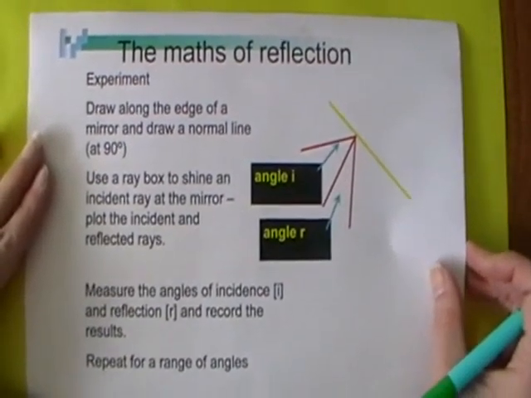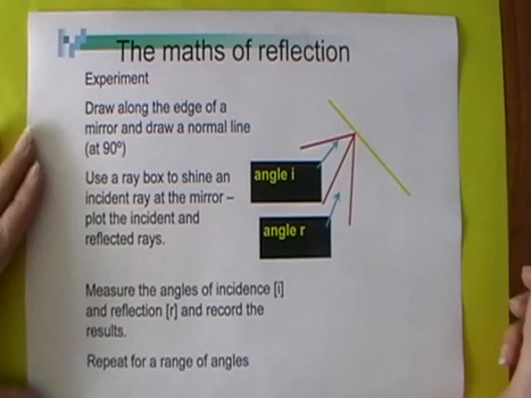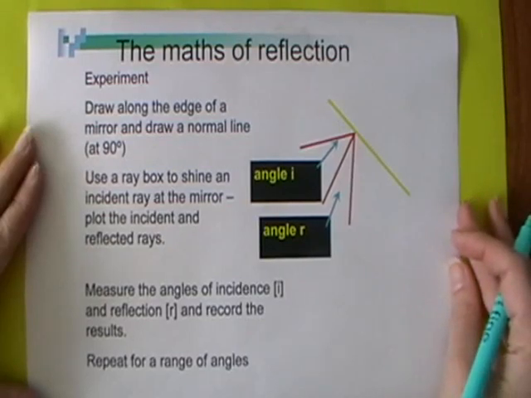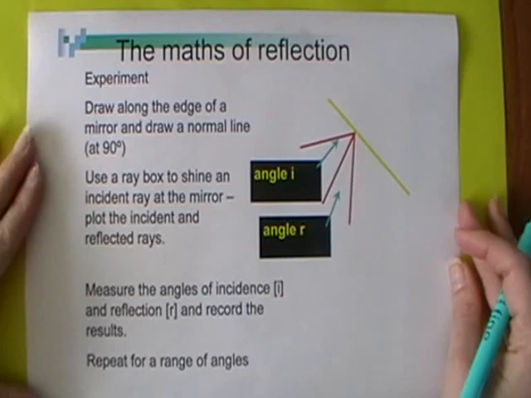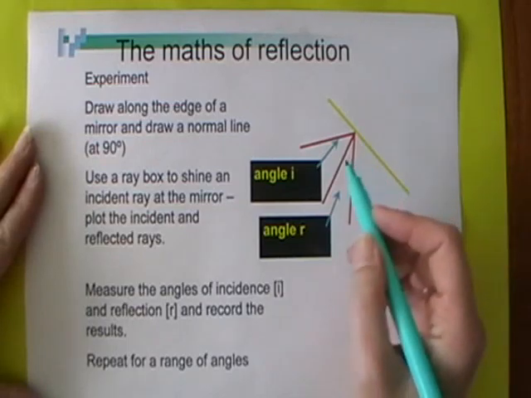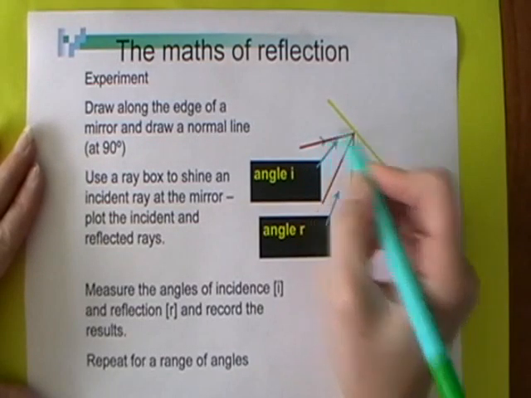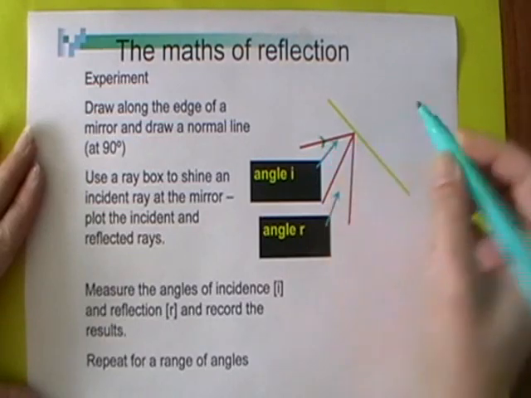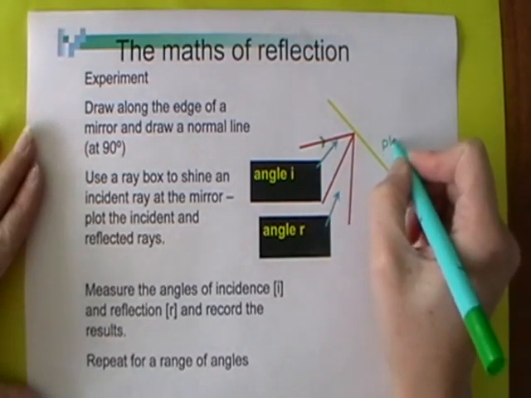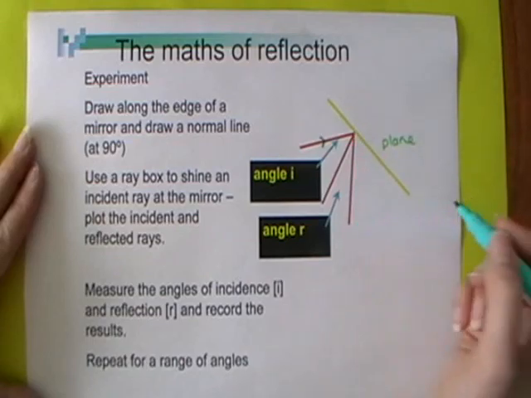But we need to learn more scientific information about reflection. To do that, we can carry out an experiment using the ray box. And if we shine a ray from the ray box at an angle, and we shine that ray towards the plane mirror surface at an angle, we will see that it is reflected.